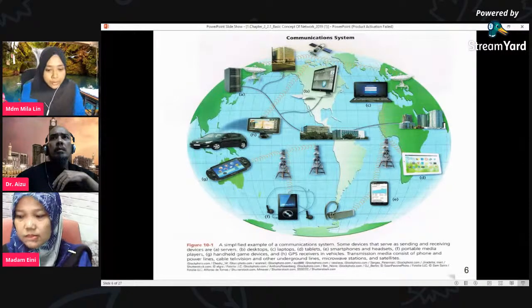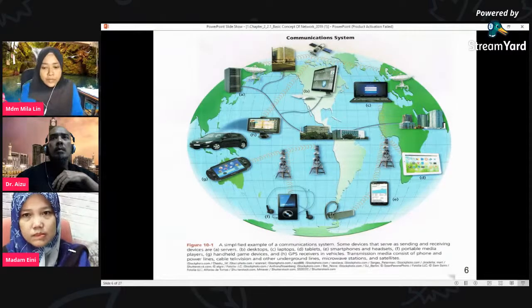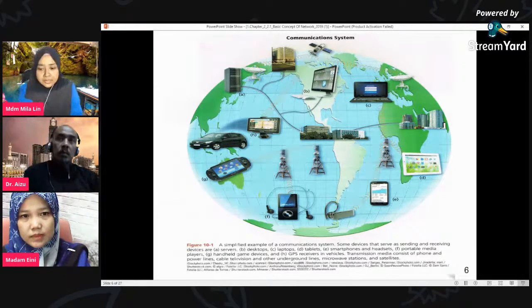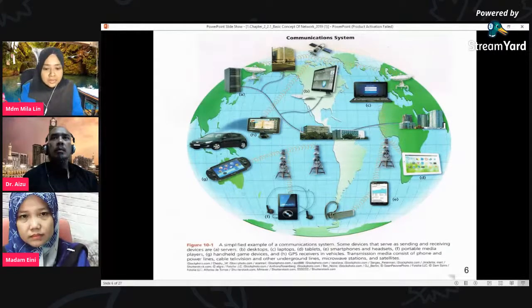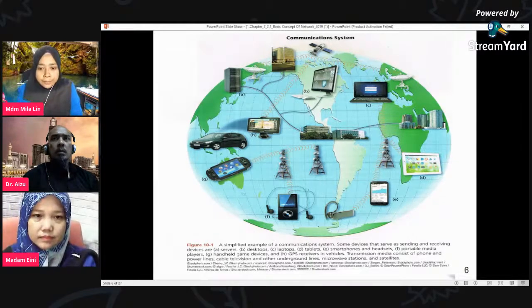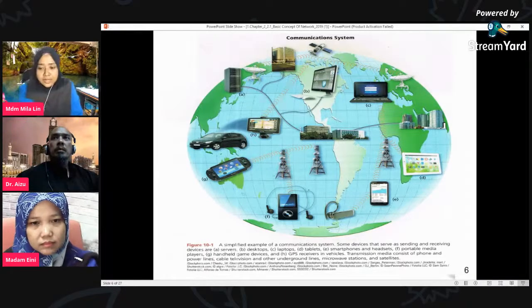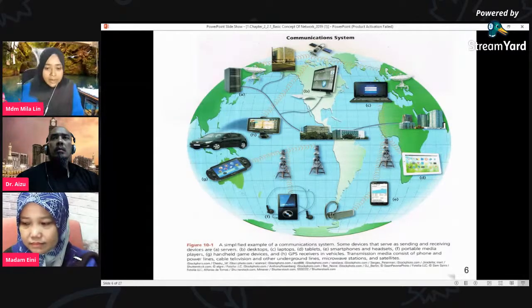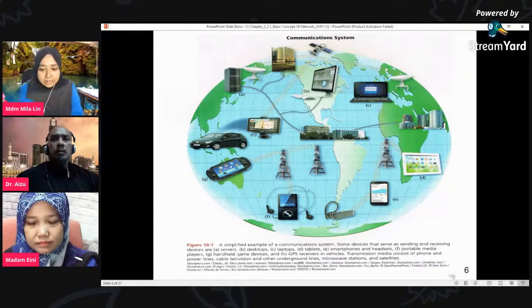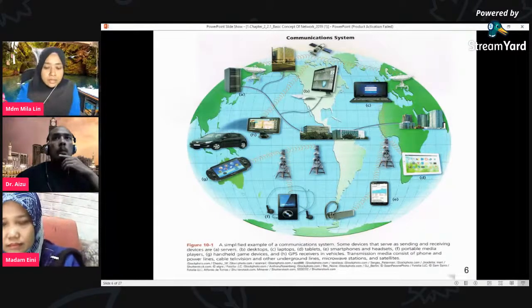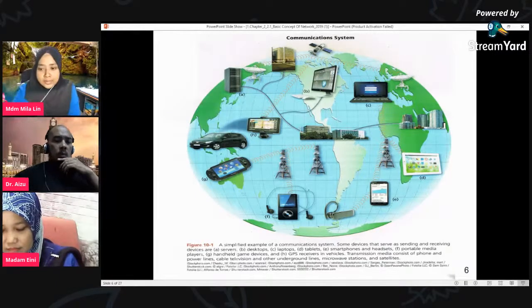Okay, figure 10.1 shows a simplified example of a communication system, which has some devices that serve as sending and receiving devices, such as a server for figure A, desktop for figure B, laptops for figure C, tablet for figure D, smartphone and headset for figure E, portable media for figure F, power lines, cable television, and other underground lines, microwave station, and satellite. Okay, this is a simplified example of a communication system either through wire or wireless.